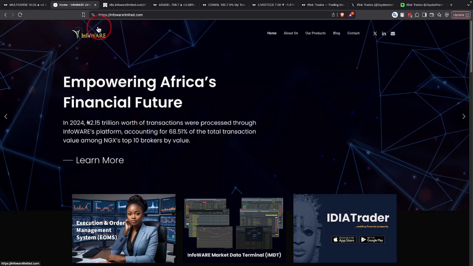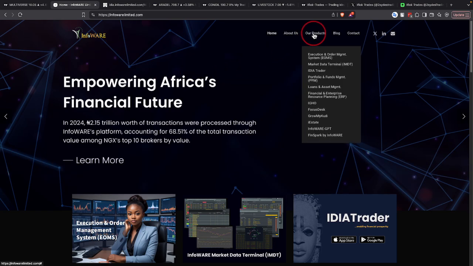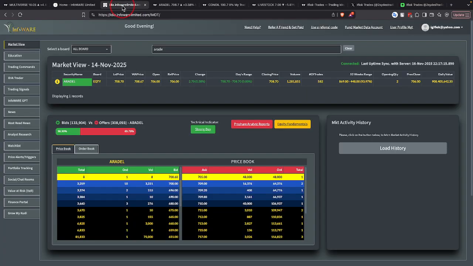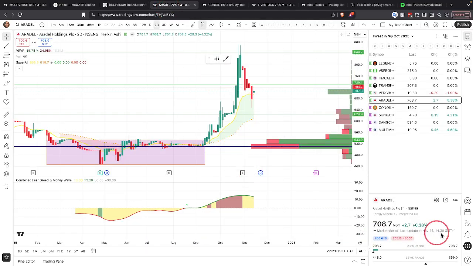So I'll drop this link over here, and then you can see there are different products. But the products we're going to be concerned about is the market data terminal, the IMDT. And that's what we have here. So I'm signed in to my account, and the first one we're going to look at is Aradel. If you went to TradingView, this is the price of Aradel, 708.7. That's the price of Aradel on TradingView.